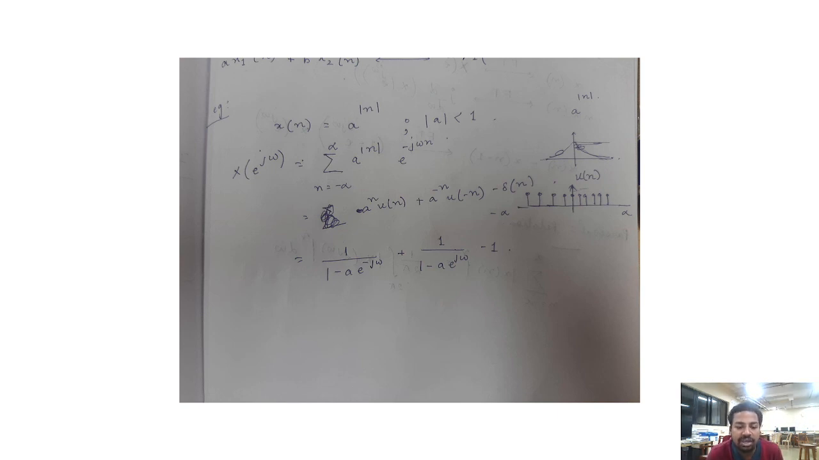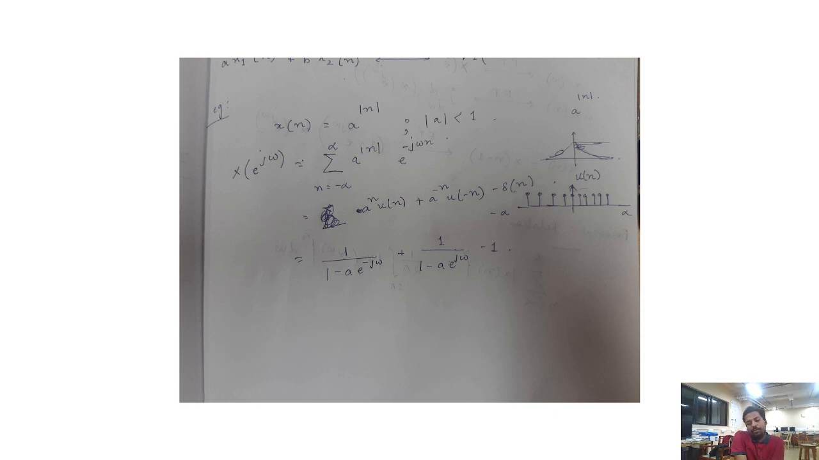So the Fourier transform of a to the power of n u of n is equal to 1 divided by 1 minus a e to the power of minus j omega, and the Fourier transform of a to the power of minus n u of minus n is equal to 1 divided by 1 minus a e to the power of j omega, and the Fourier transform of del of n is equal to 1.